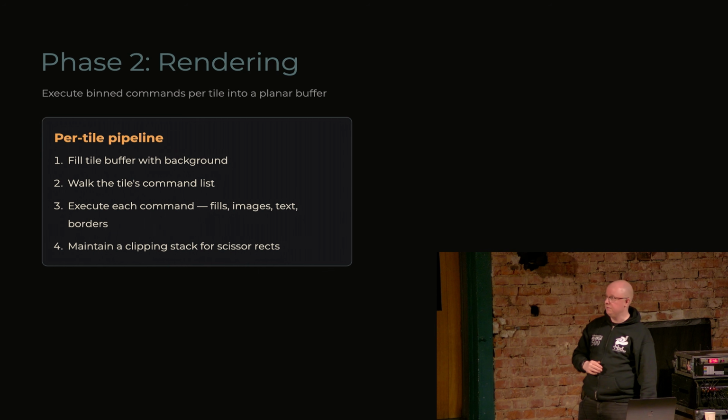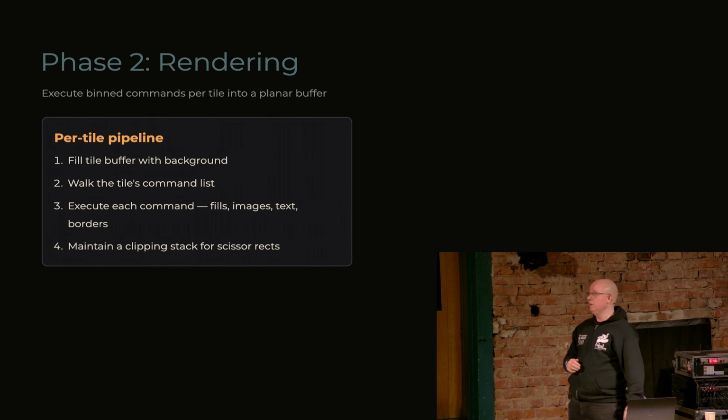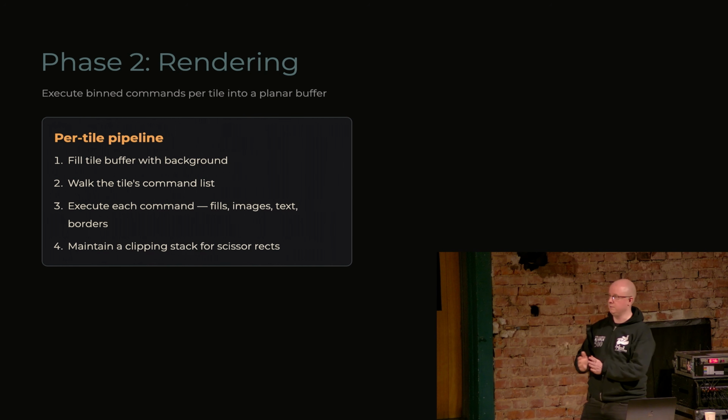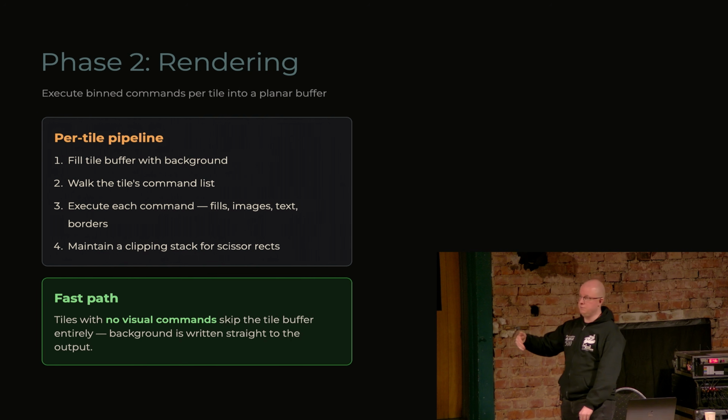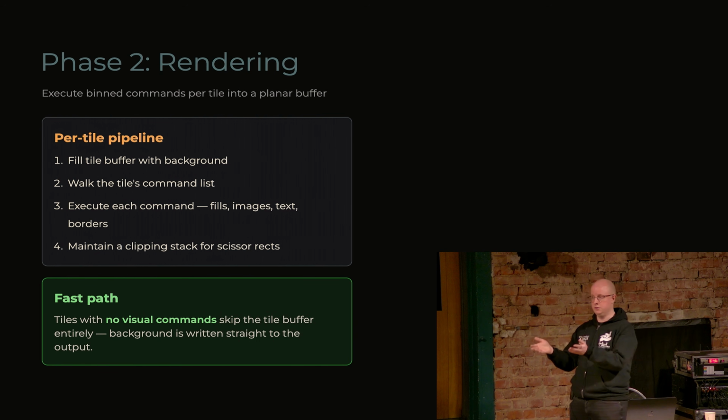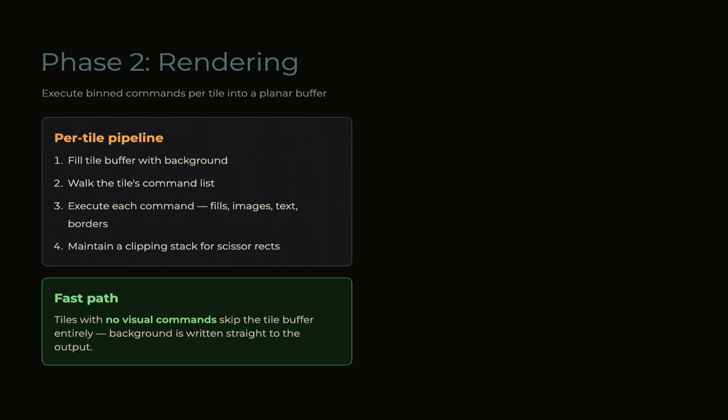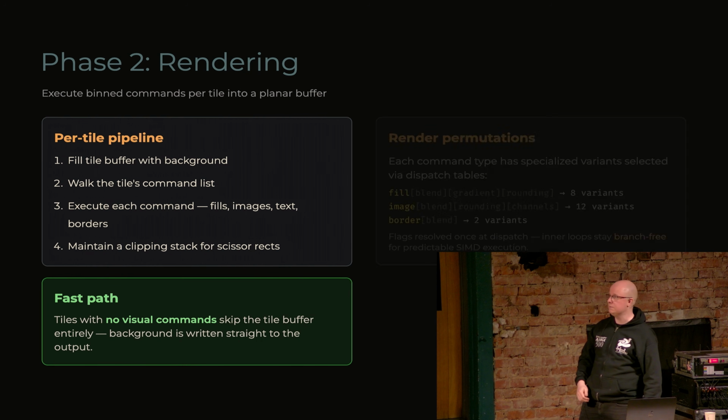So the actual rendering then. I have a tile, and I walk the entire command list per tile. I figure out what needs to render, then I need to do all the clipping and all that stuff. That's kind of straightforward. I also have a special fast path if you fill an entire tile with just one thing. You can skip lots of the extra setup and just write it to the output directly, without writing it into the tile and then back out. So that accelerates it a bit in some cases.